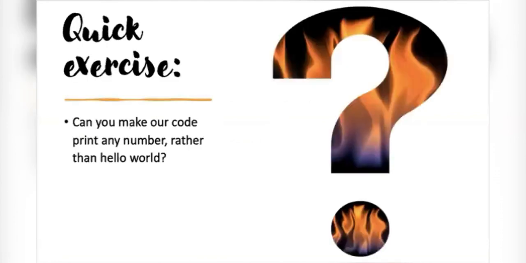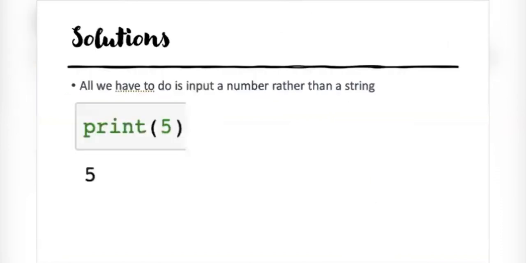So let's move on to our second exercise. Can you make our code print any number rather than hello world? AKA use a print statement to output in the terminal any integer. The main solution for this would just involve writing a print statement and putting a number between the brackets instead of using a string. Nice job if you got that one.